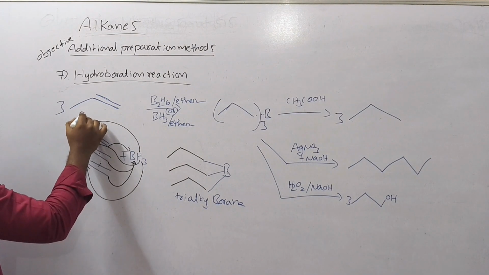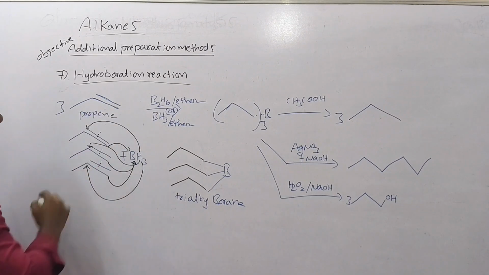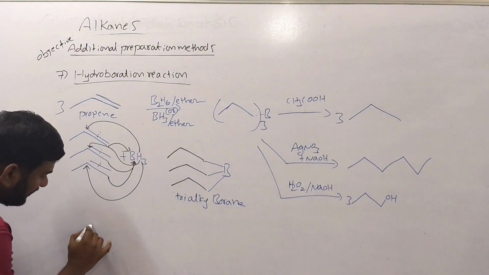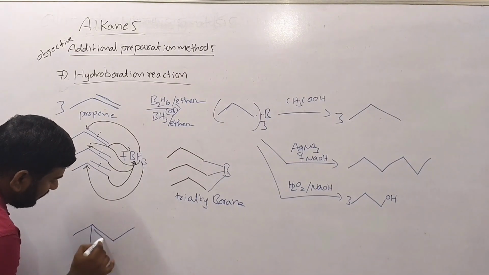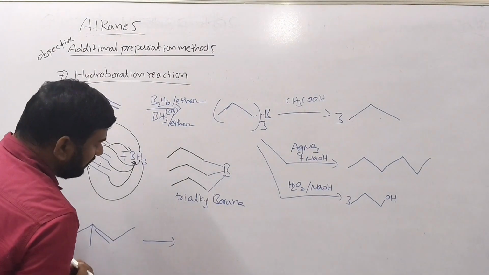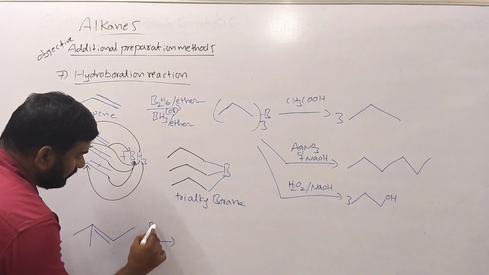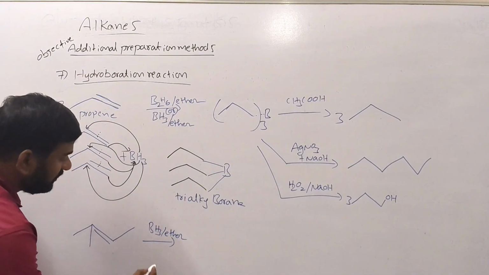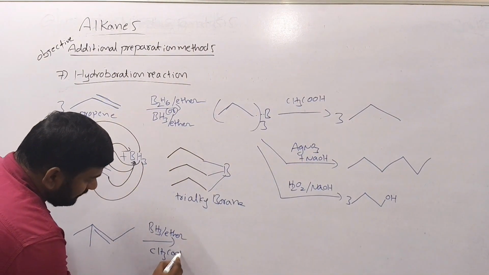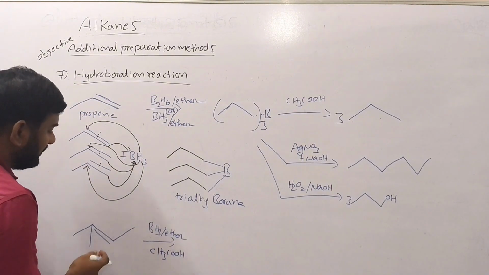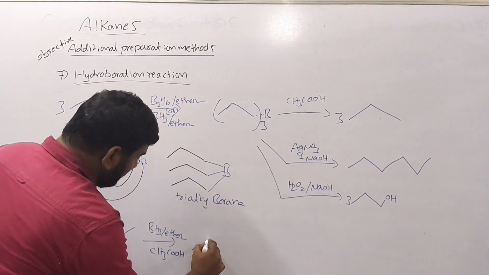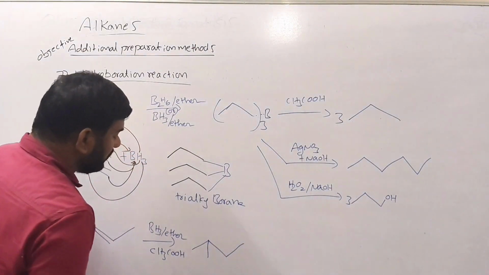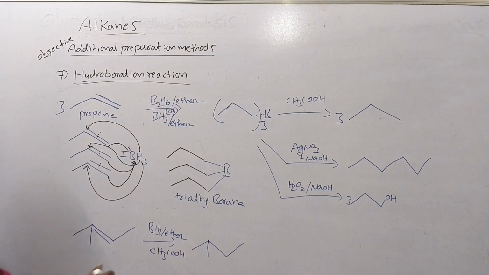Suppose I took propene. Or if I took 2-methyl-butene first of all, and then take BH3 in the presence of ether, followed by reaction with acetic acid, then what will we get? Simply you have to remove the double bond, then you will get the corresponding alkane. So in this way we can prepare alkanes from the hydroboration reaction also.